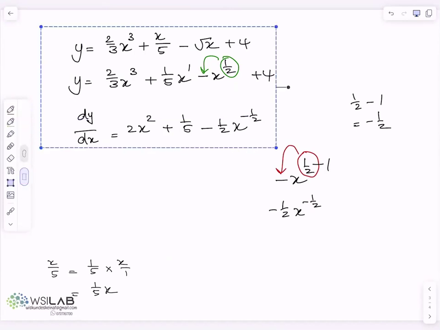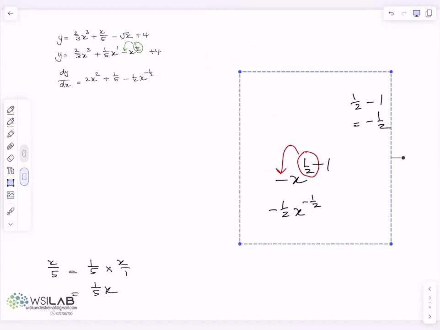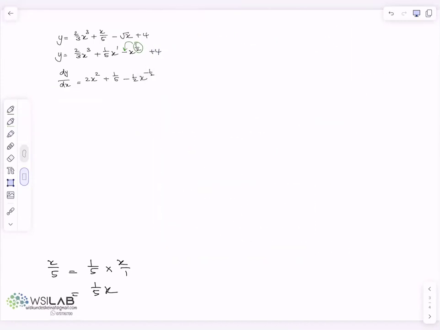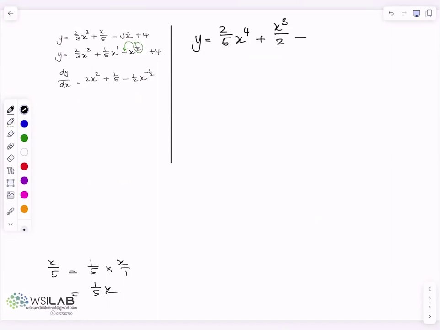Okay, I'm going to make this small. Let's do another one. You do this one first. Okay. y equals 2 over 5 x to the power of 4 plus x to the power of 3 over 2 minus x squared over 4 plus third root of x. See if you can do that.